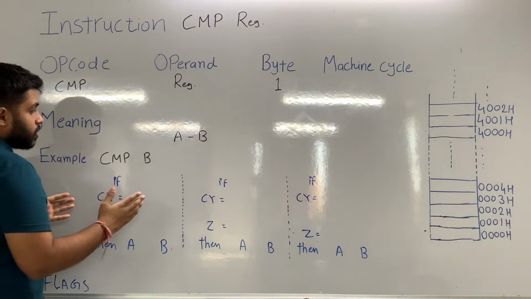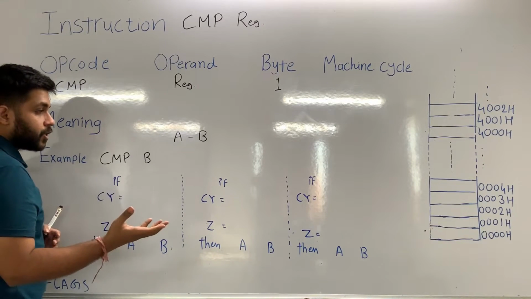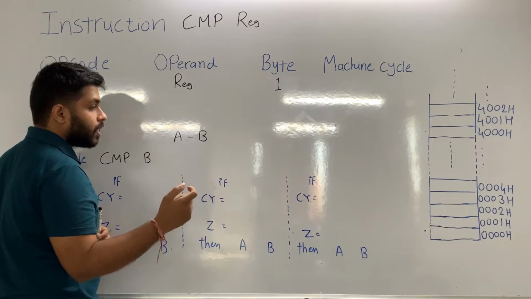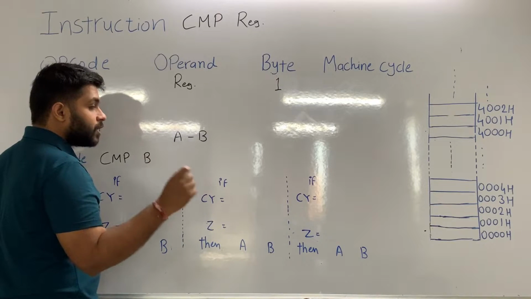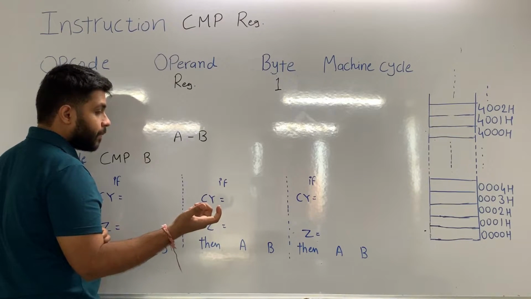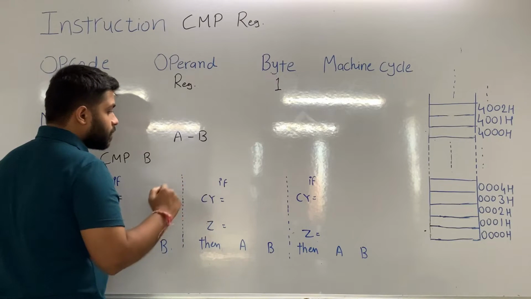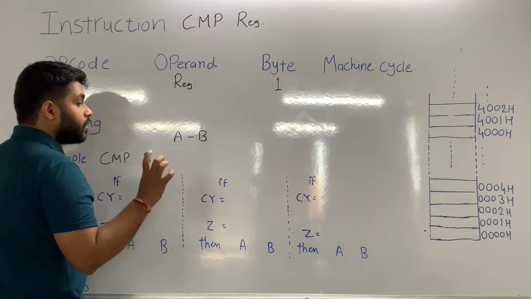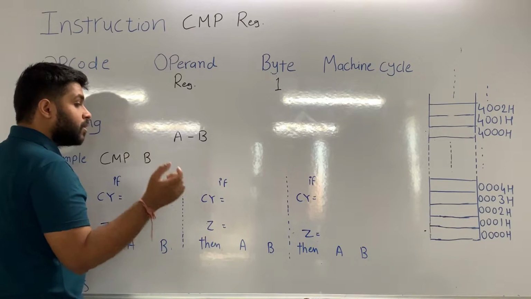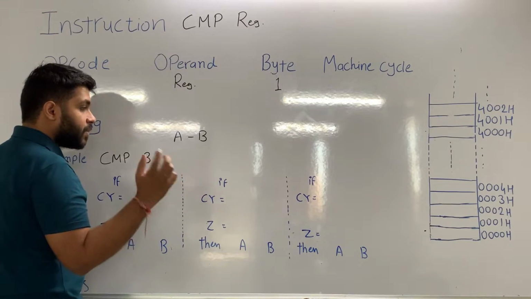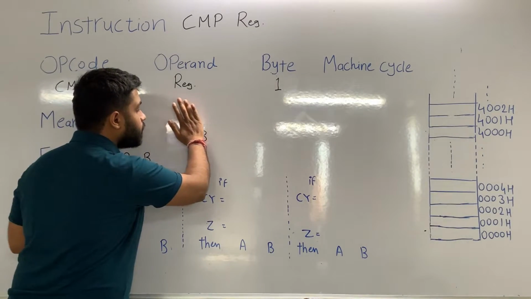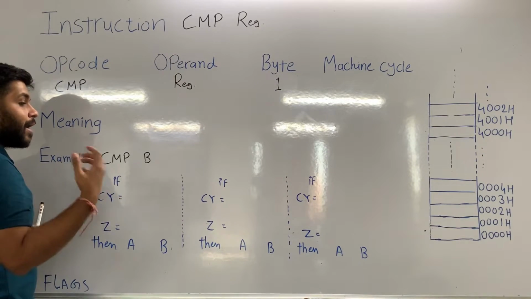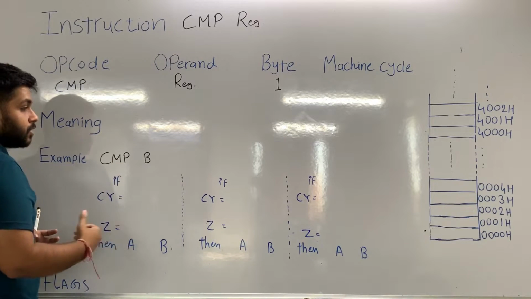So how is this instruction different from the subtraction? Because in the 8085 there is one instruction which is known as subtract. So what is the difference between the subtract and compare? In the subtraction, when the instruction is executed, the answer will be stored in the accumulator. But in the comparison, the same subtraction process will be done by the microprocessor, but the answer will not be stored in the accumulator.